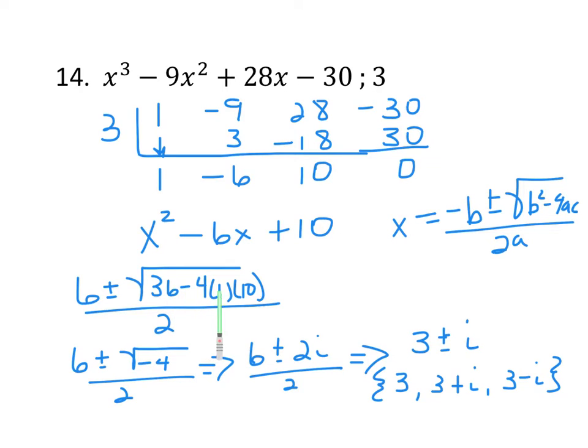This 36 minus 40 is negative 4. This is going to give me an imaginary number. So the square root of negative 4 is 2i. So once I've got to this point, don't forget that you have to reduce that fraction. So this fraction can be reduced. So 2 divides into each one of these numbers. So I end up with 3 plus or minus i, and those are my other zeros. So I have a 3 plus i, and a 3 minus i.